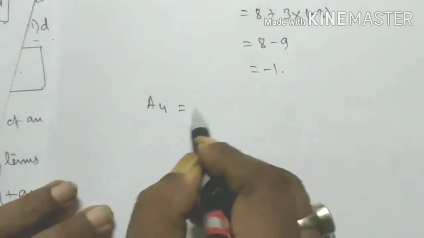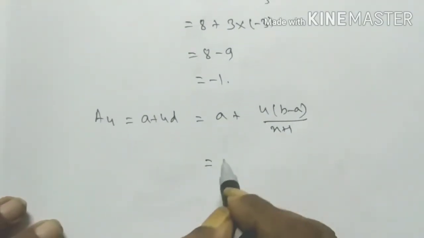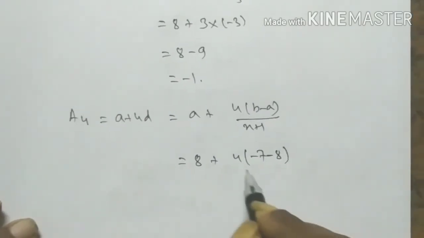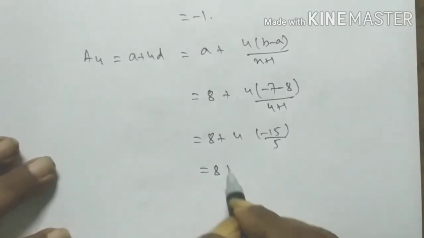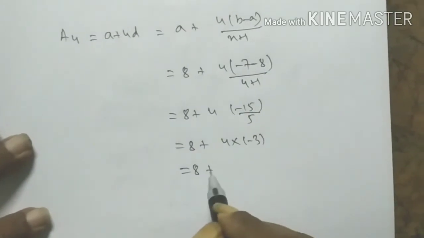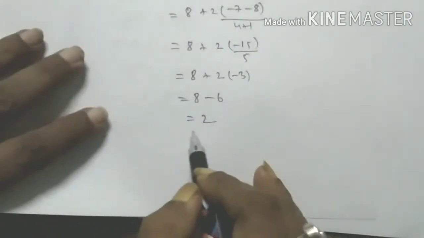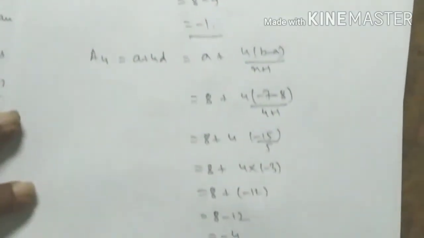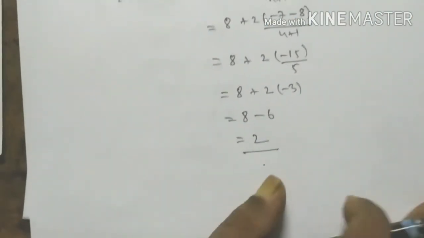And your last, that is A4, that is A plus 4D, again A plus 4 times (B minus A) by (n plus 1), and this is equal to 8 plus 4 times (minus 7 minus 8) by (4 plus 1). This is equal to 8 plus 4 times minus 15 by 5, that is 8 plus 4 into minus 3, that is 8 plus minus 12, that is 8 minus 12, which is equal to minus 4. So your answers are 5, 2, minus 1 and minus 4.